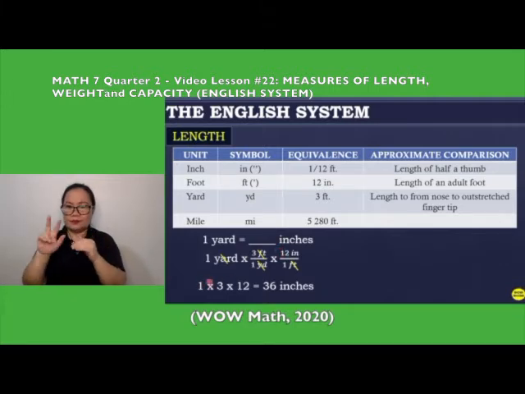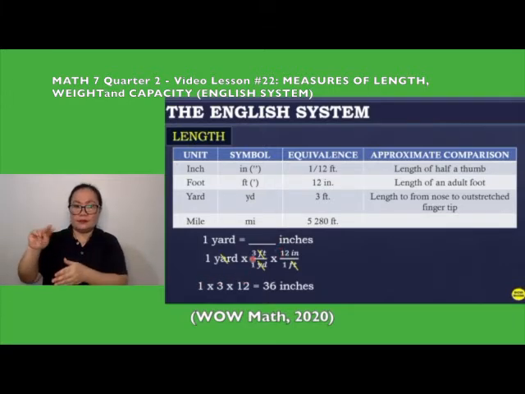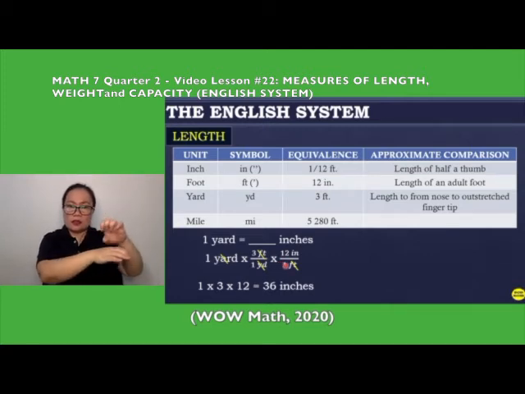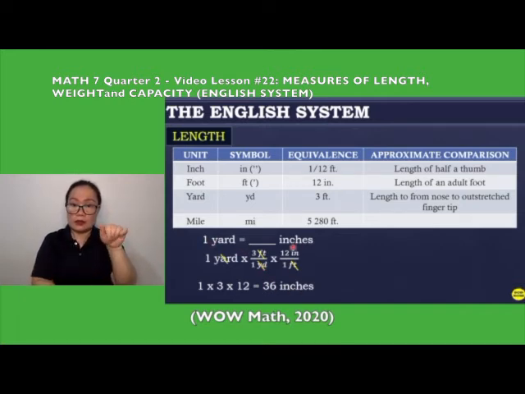So, ito po siya, 1 times 3 times 12 over 1. 1 times 1, that is 1 pa rin naman, so hindi na natin ilalagay. So, 1 times 3, that is 3, times 12, that is 36. Ano yung naiwan na unit? Inches. Okay? So, kung mapapansin nyo, puro symbol lang po ang ginamit ko dito. So, ito po ang way ng pag-convert ng English to English units. Okay? So, therefore, 1 yard is equivalent to 36 inches. Kung ano po yung naiwan na unit.